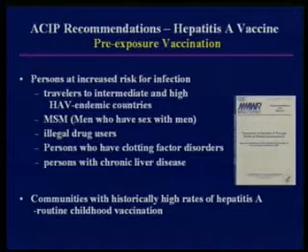But persons at increased risk for infection include travelers to intermediate and high hepatitis A endemic countries. And remember that geographic map of the world that I showed you, those countries in red? Men who have sex with men, illegal drug users, persons who have clotting factor disorders, and persons with chronic liver disease, as well as communities with historically high rates of hepatitis A should have routine childhood vaccination. Remember that map of the United States from 1987 to 1997, there were a lot of the states that were in red, meaning they had a high prevalence. Not so much now, but those places have routine hepatitis A vaccination for children.